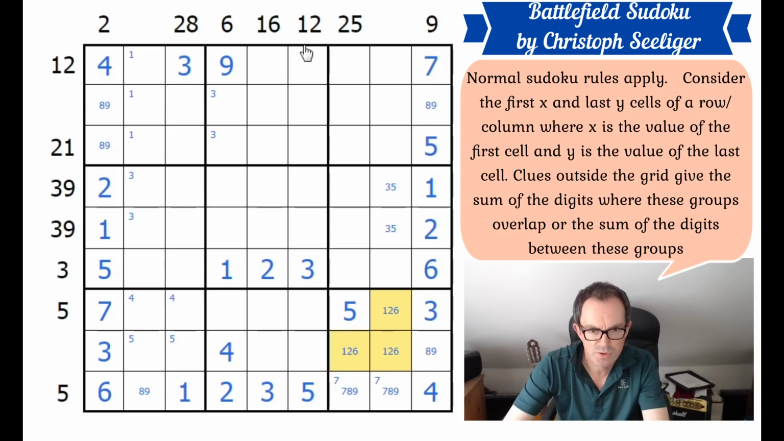I think I've looked at the 12 clue. Have I looked at the 16 clue? The 16 clue actually might be more interesting, because this square... What are the options for this square?